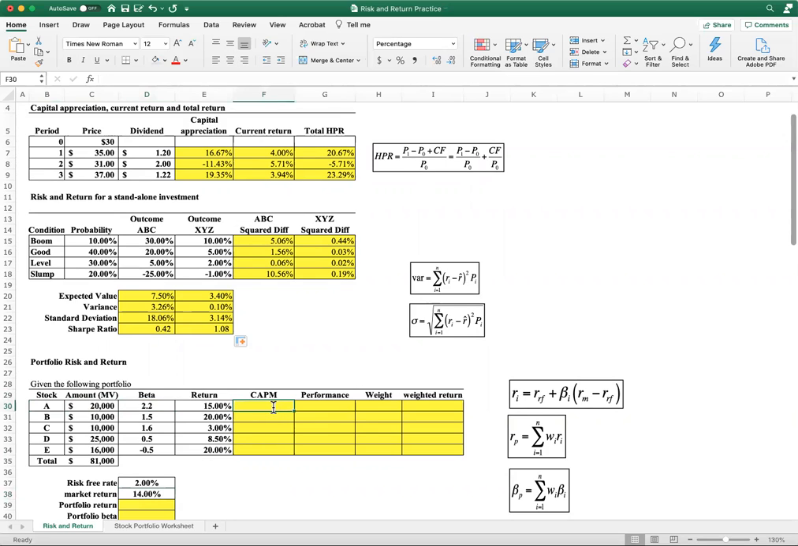So let's do that. The CAPM equals the risk-free rate, which is 2%. Let's lock that. Plus the beta, which is 2.2 for stock one, multiplied by the difference between the market return, lock it, because the market return doesn't change, minus D37, which is the risk-free rate. What does this 28.4% mean? It means that stock A is expected to make 28.4% if you hold it. So let's drag this down.